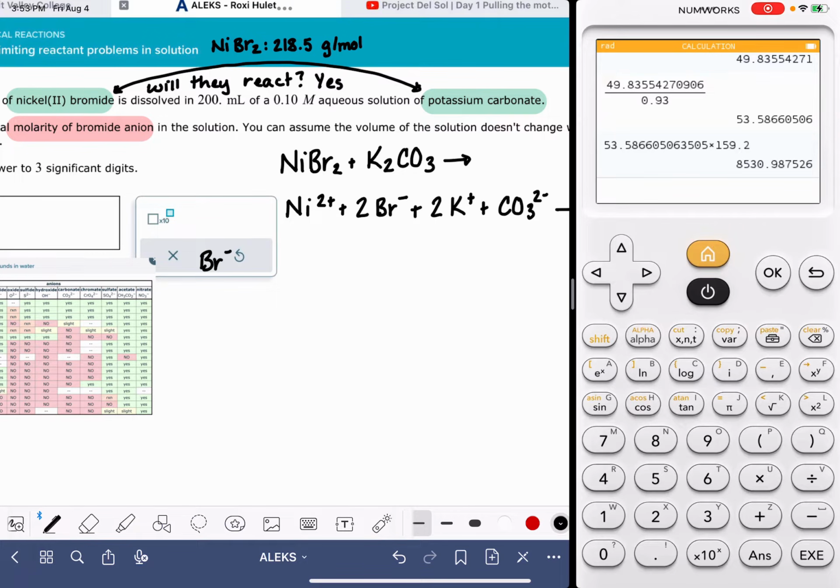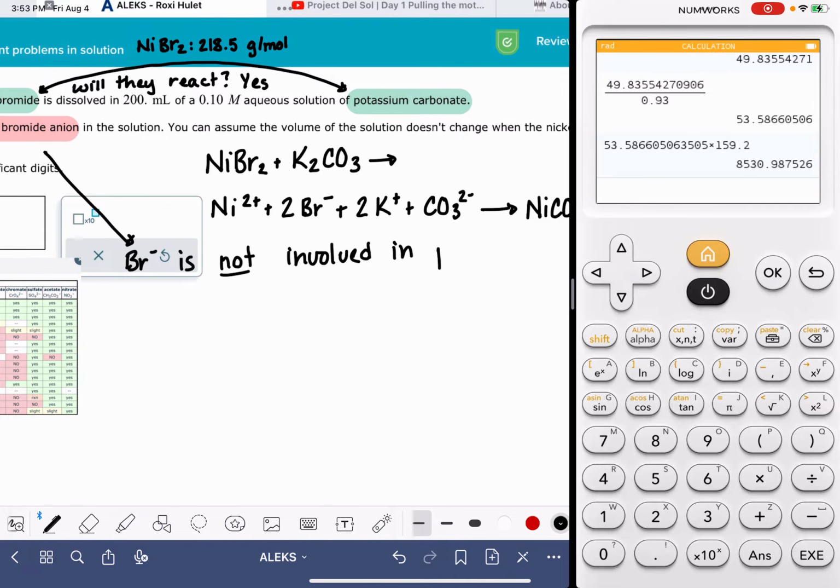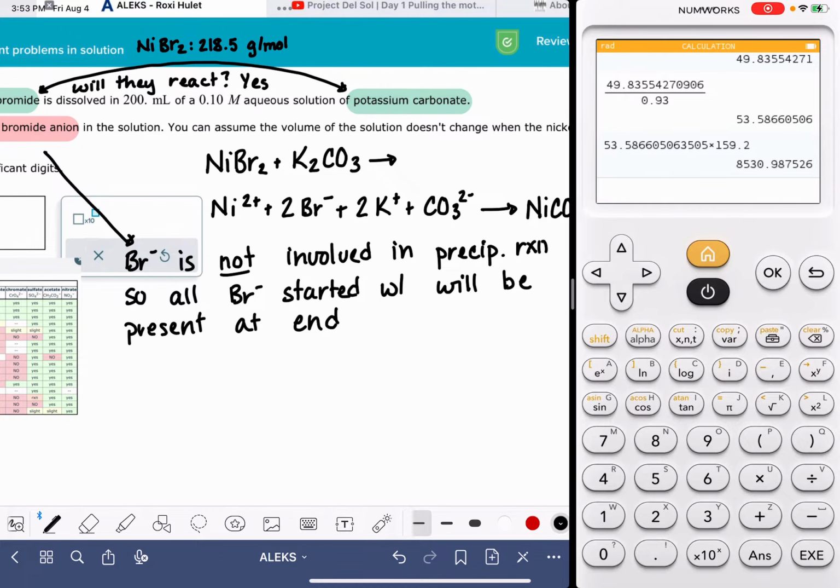Because the bromide is not involved, I'm going to write this down. Bromide, which is what we're trying to figure out, is not involved in the precipitation reaction. And this means that all of the bromide that we start with will be present at the end of this process. If you want to think about it as the reaction or the mixing or whatever, all of the bromide that we start with will be there at the end of the process.